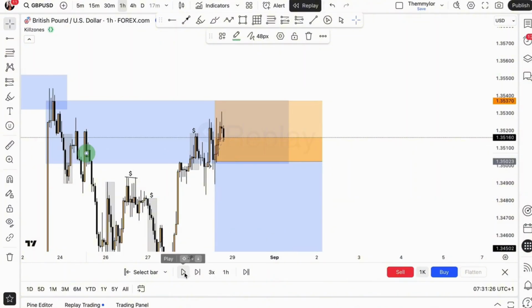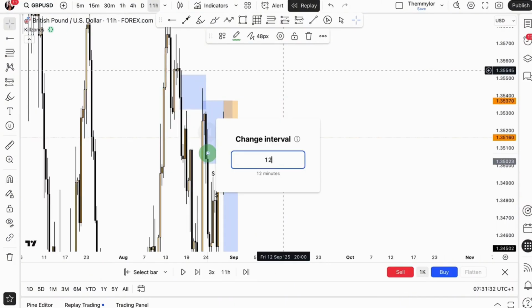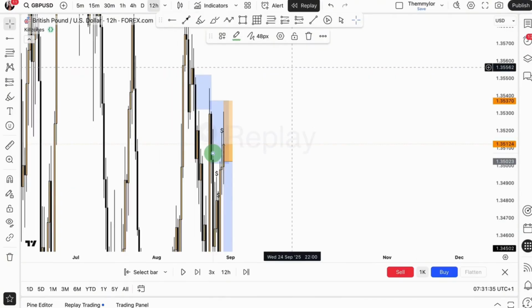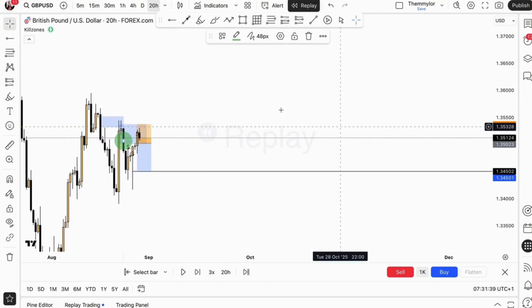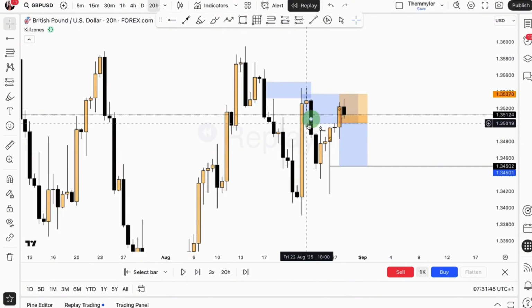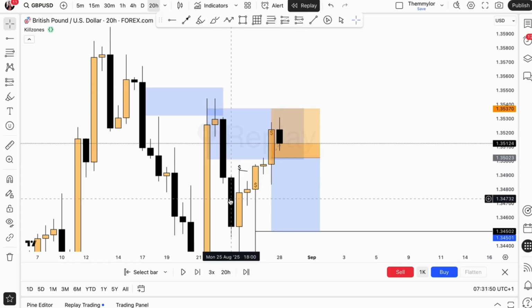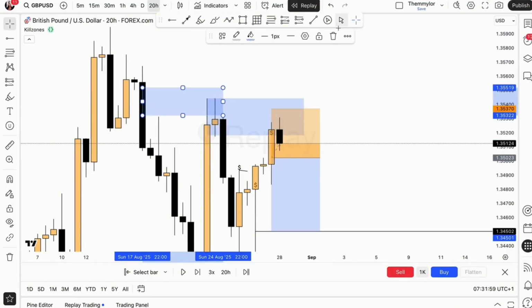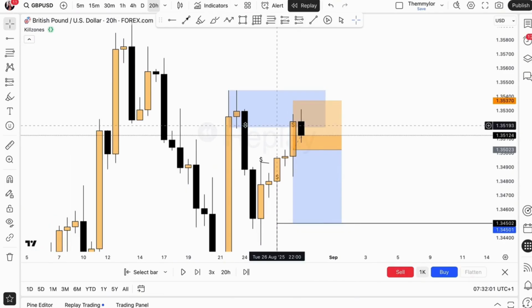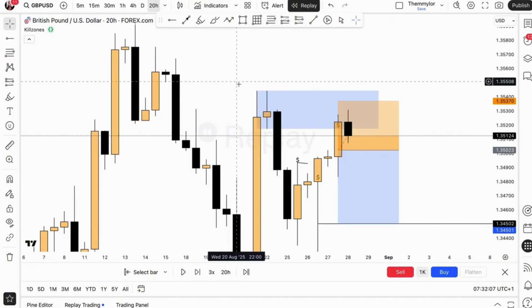So I started checking time frame to time frame, 11 hours, 12 hours. I couldn't see anything until I stumbled on the 20 hours time frame. And on the 20 hours time frame, I could see a clear supply zone right here. So you can see we have a clean supply zone on the 20-hour time frame. Let me take this off. So you can see right there a clean supply zone that we couldn't see on the lower time frames.